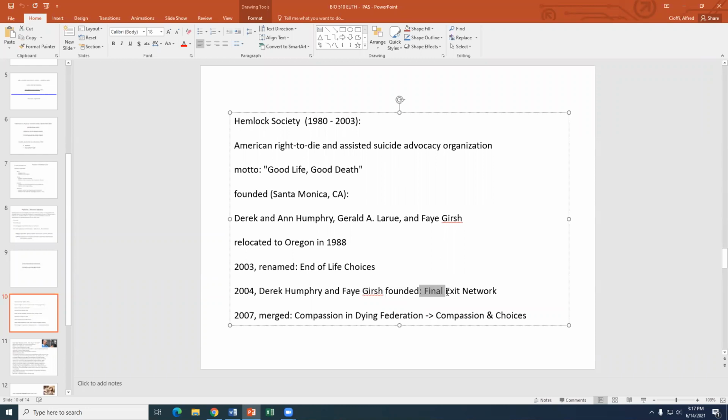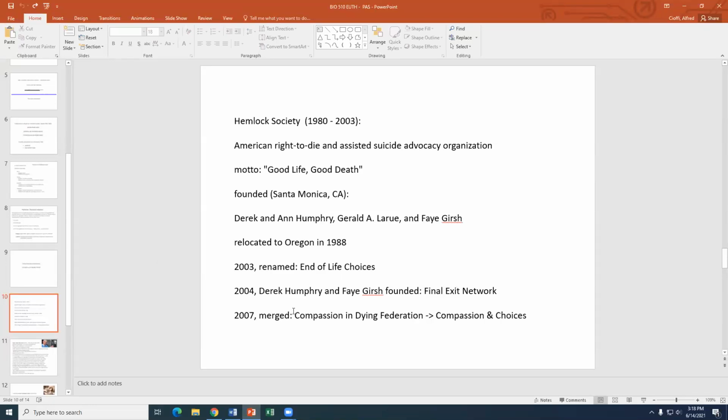The book is called Final Exit. You can go online and look it up. They formed this network to try to go national. They had already legalized it in Oregon. They had a success to tell about, and so they started this network to promote this at the national level.